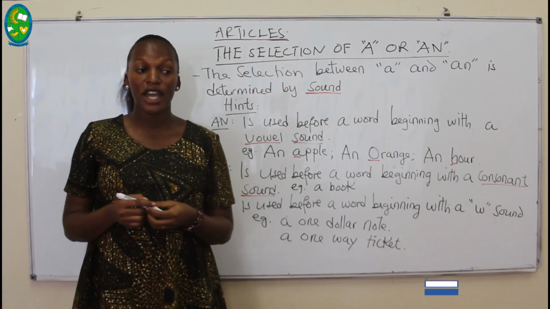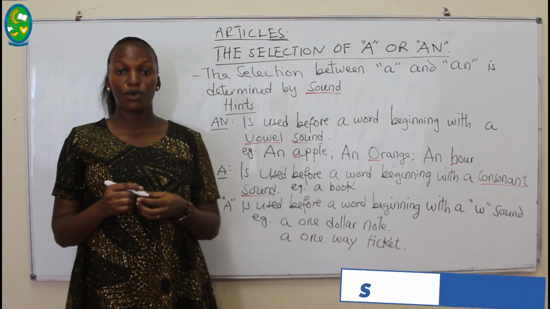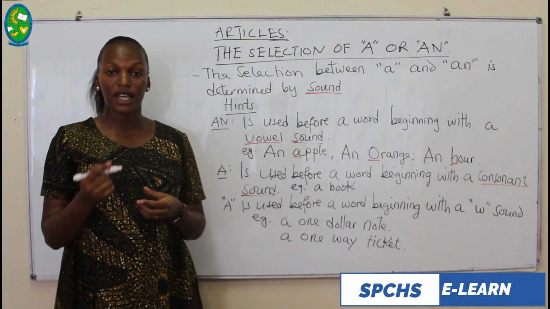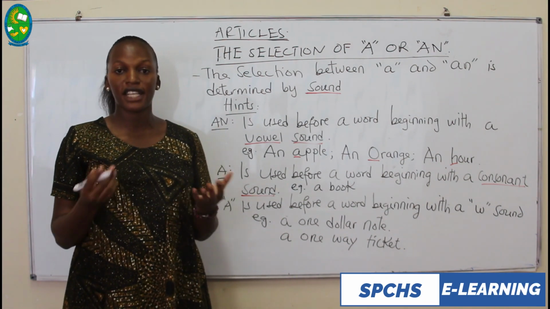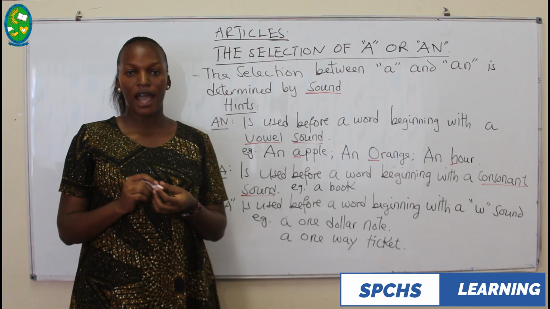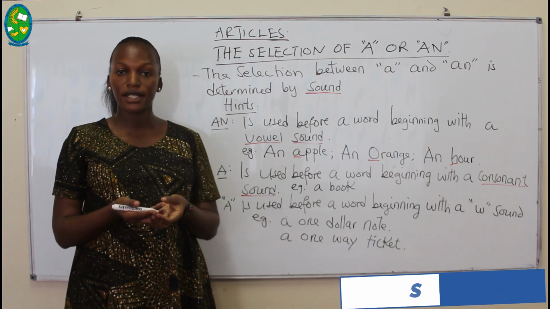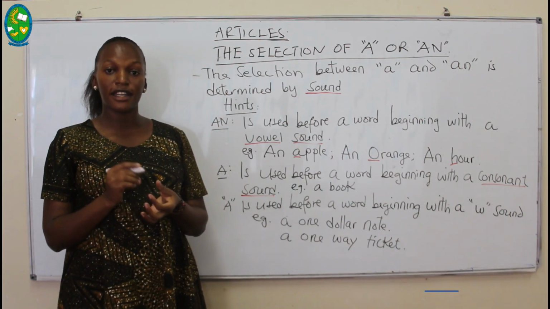Therefore, in selecting where to use a and an, we look at the sound, meaning what you hear but not what you see. As I gave an example of the word hour, hour starts with the letter H, which is a consonant, but then we use an, which is the indefinite article.